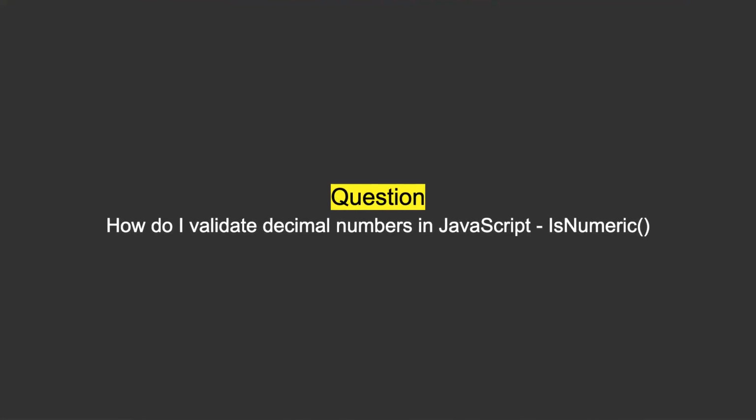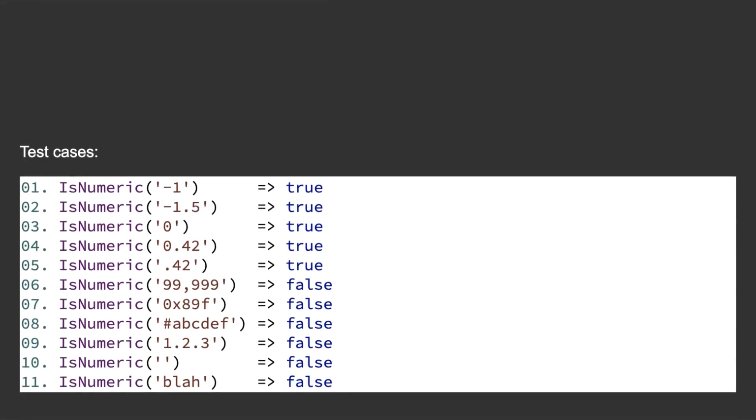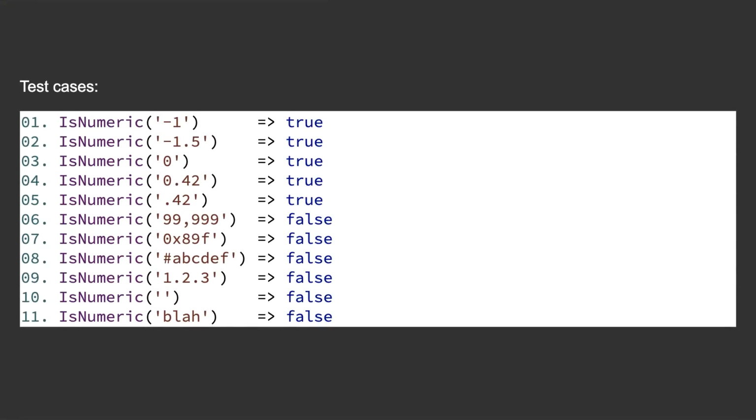How do I validate decimal numbers in JavaScript? Is numeric. What's the cleanest, most effective way to validate decimal numbers in JavaScript? Bonus points for clarity. Solution should be clean and simple. Cross-platform. Test cases.